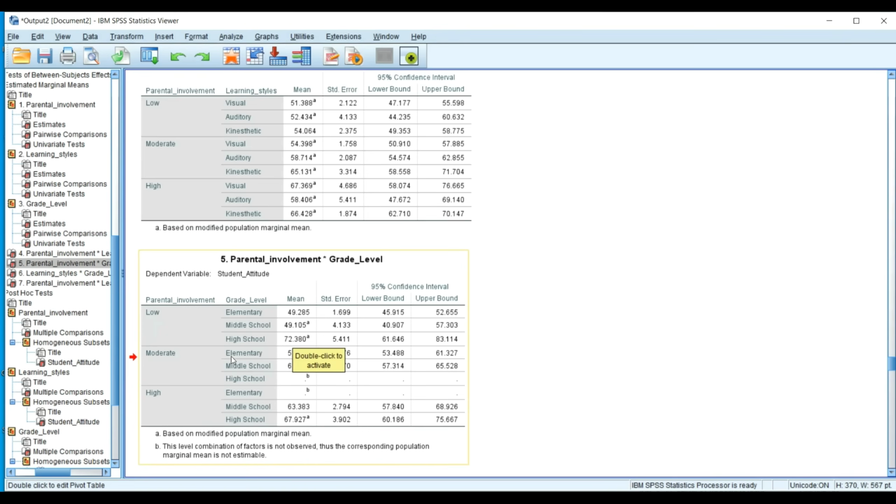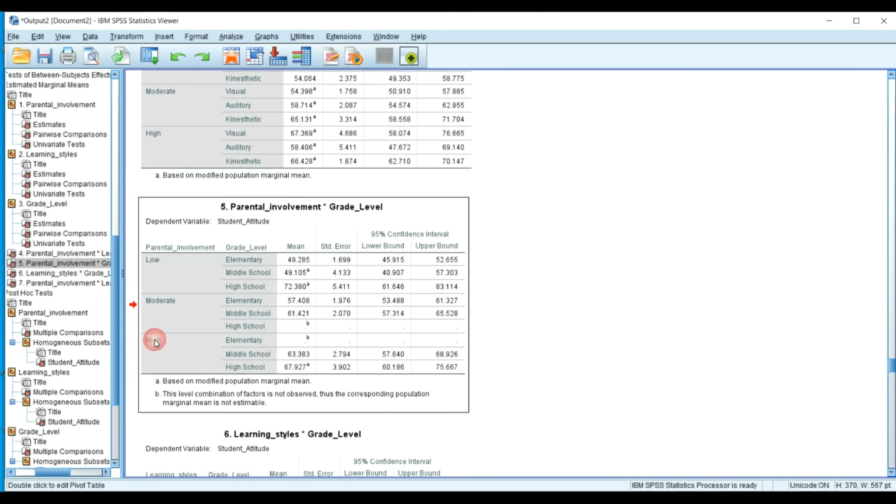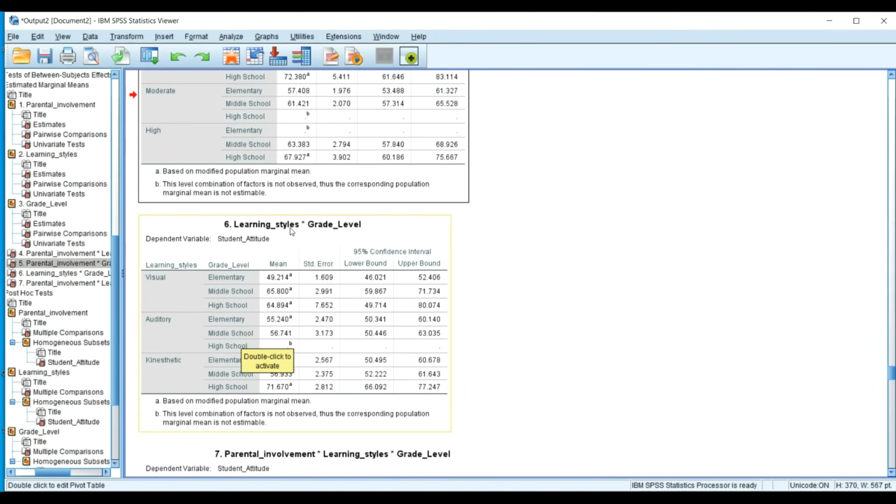And then the same thing when the parental involvement is moderate: there is a significant effect for middle school, but we do not have a statistically significant effect for high school. So this indicates that with moderate involvement, even those in middle school are most likely to have a higher level of attitude. Okay, for high level, the analysis shows evidence that those in middle school and high school are contributing more when compared to those in elementary. And the same thing in learning style and grade level.